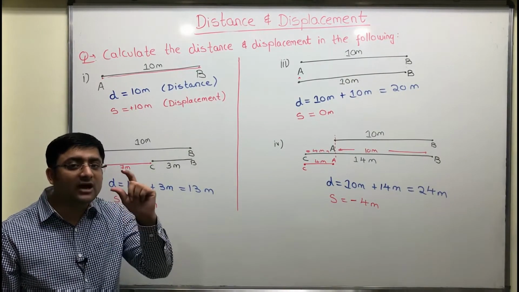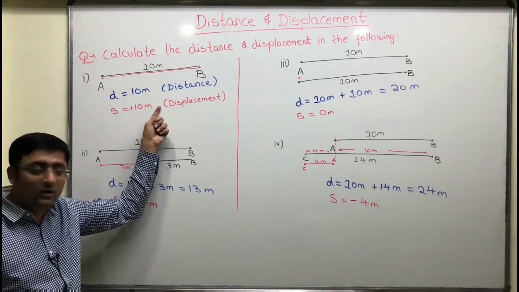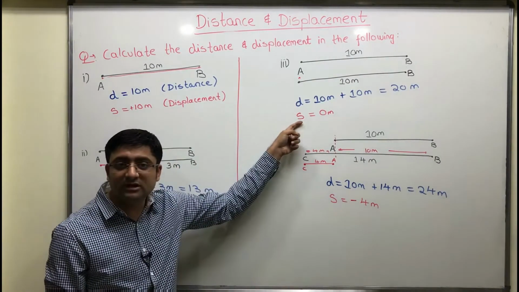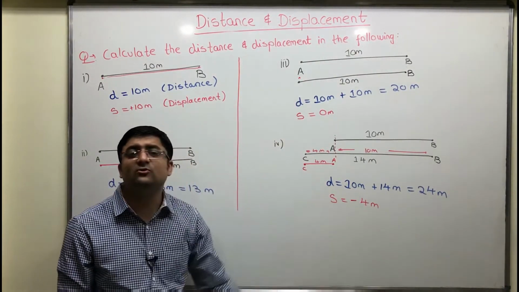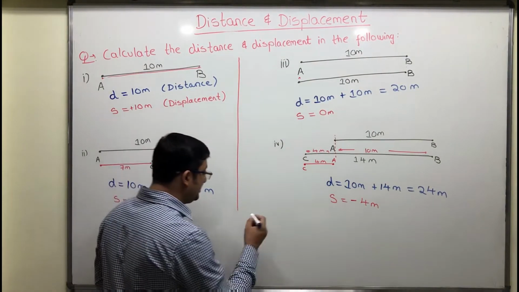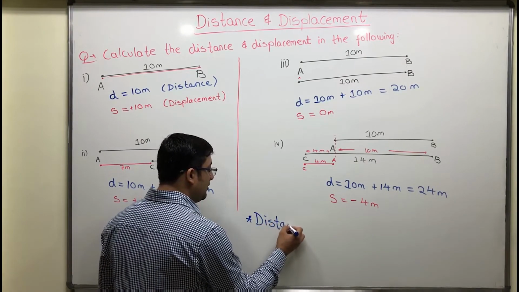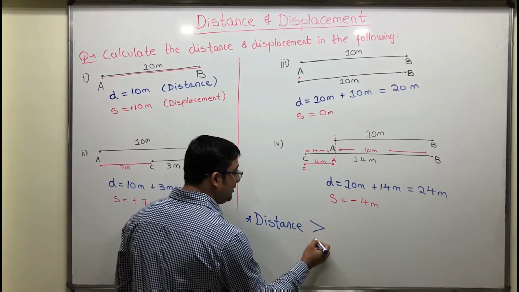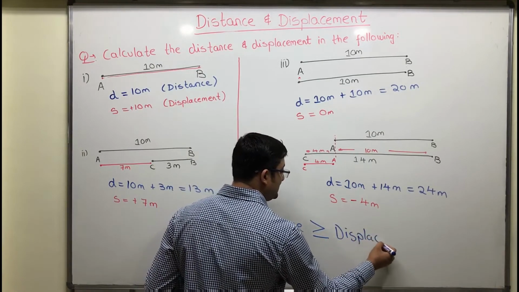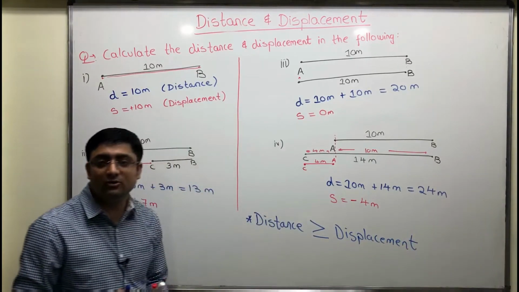Now let's observe the values of distance and displacement in each case. Here distance and displacement are equal. Here distance is more than displacement. Here also distance is more than displacement. Here also distance is more than displacement. So what do we conclude? From here we conclude a very important point, distance will always be either greater or equal to displacement. A very important relation guys. See, displacement can never be more than distance, but distance can be more than displacement.